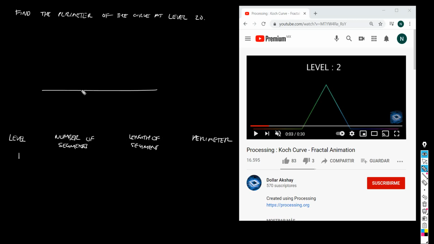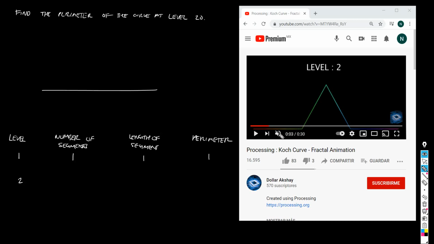Level 1, how many segments do we have? Number of segments is 1. Also, what is the length of this segment? It's gonna be 1 because I told you this is 1 by definition, and so the perimeter of this is clearly 1. That's very simple to understand, right? Okay, now let's go to level 2.